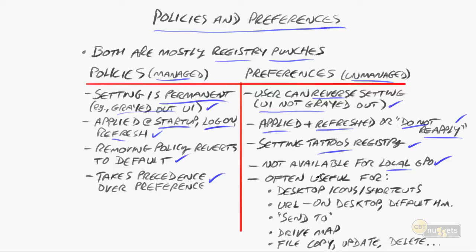These preferences, what are they used for? Well, they're very often useful for desktop icons or shortcuts, so that you want to make something easily accessible to a user. Maybe there's an application that accounting uses every day. Well, you could put the shortcut for that application directly on their desktop for easy accessibility if you wanted to. Also, maybe you want to put a URL on the desktop or a default home page. You could configure that as well. You can put a new item on the right-click fly out menu where it gives you the send to item.